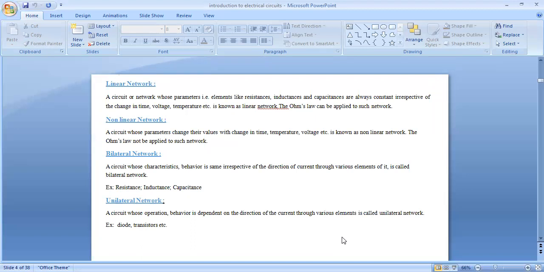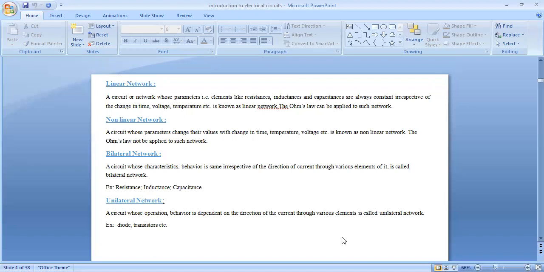And a non-linear network is a circuit whose parameters change their values with change in time, temperature, voltage, etc. These are known as non-linear elements. Examples of these non-linear elements are diode and transistor. See, in the case of diode and transistor, as we change the time, temperature, and voltage, the behavior of that element is changing. So that kind of network is called a non-linear network.